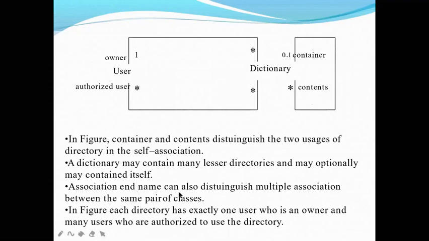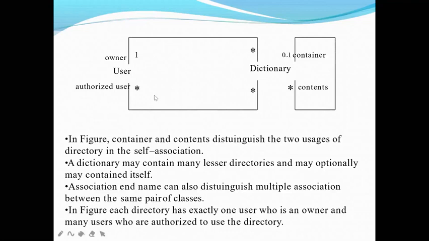Association and name can also distinguish multiple associations between the same pair of classes. So here, whatever you are seeing, all these things are your associations and names. The dictionary and the user both are class names. And what is happening here, as the last line shows, each directory has exactly one user who is an owner and the authorized user who can use this directory.